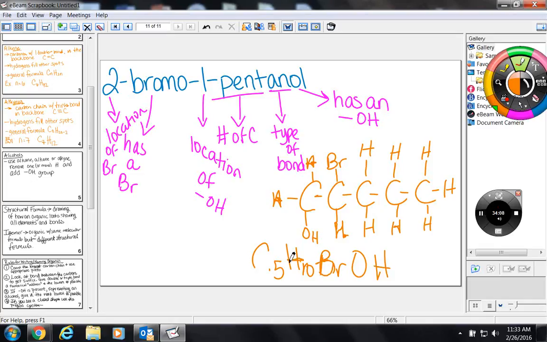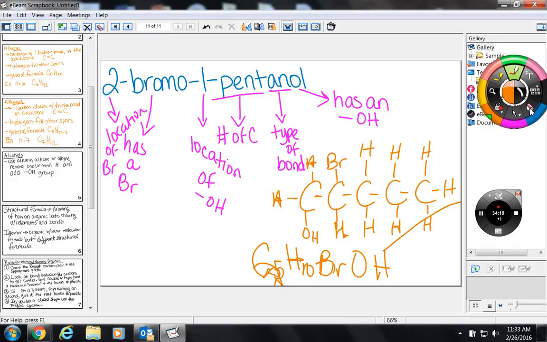Can you do it backwards? Uh-huh. No. But I have to do it from the name. I can't do it from this. You can't do a structural formula and then figure out what the name is? I can? Yes, I can. And I'll show you how.